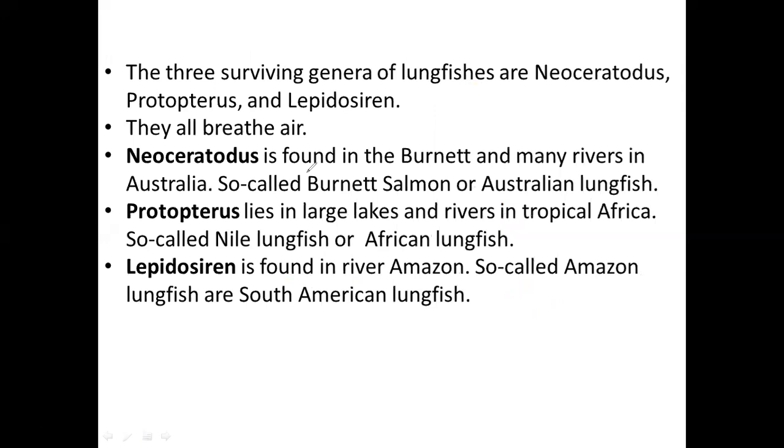Coming to the classification, there are three surviving genera of lungfishes: Neoceratodus, Protopterus and Lepidosiren. Neoceratodus is found in the Burnett and many other rivers in Australia, hence we also call it the Burnett salmon or Australian lungfish.